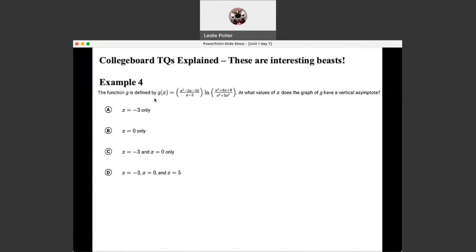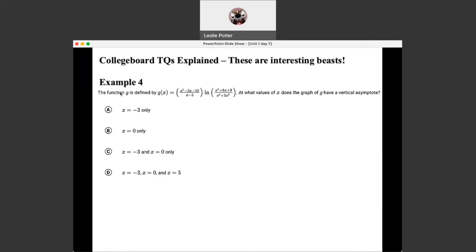So let's take a look at example 4 here. Function g is defined by g of x equals, and then we have a coefficient in front of a natural log. The coefficient is a ratio of polynomials: x squared minus 3x minus 10 over x minus 5, times the natural log of yet another ratio, x squared plus 6x plus 9 over x cubed. It's a little small, but I think it's x cubed plus 3x squared. So this kind of looks like a ratio of polynomials, and in a lot of respects it is.